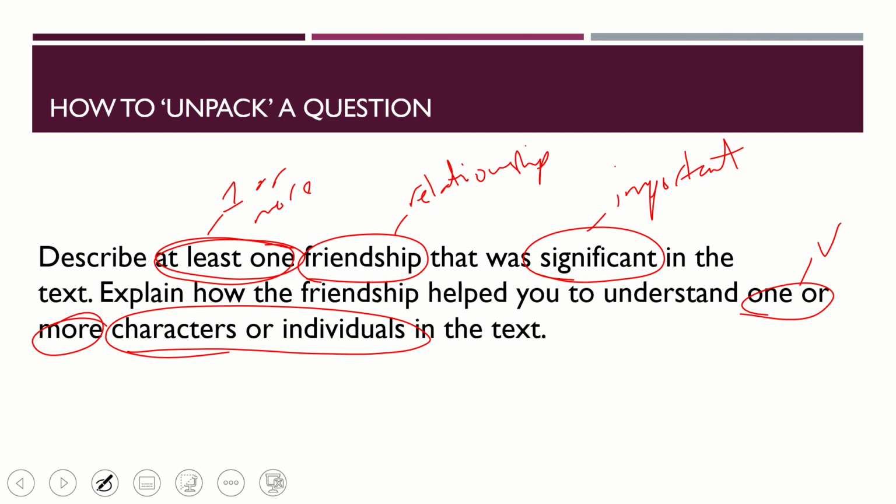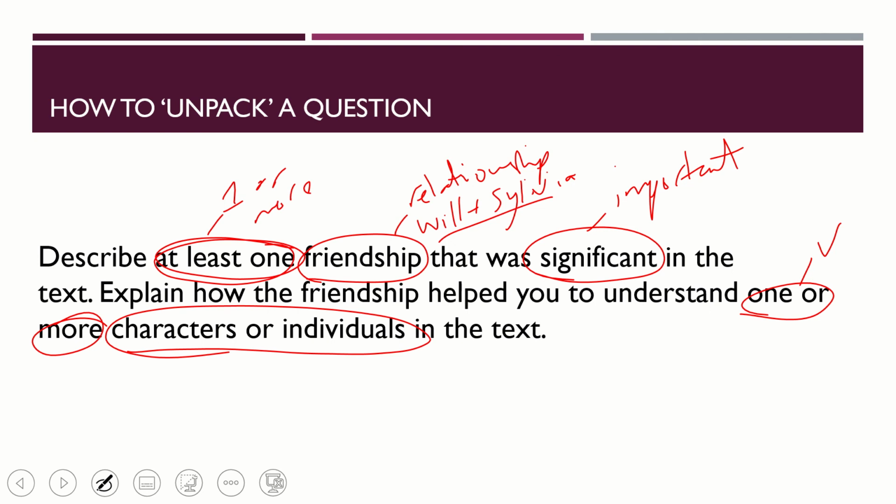So, describe at least one friendship that was significant. Well, really, the only friendship that we get enough detail with is Will and Sylvia. Okay? Will and Sylvia. They end up in the romantic relationship, but in the beginning, it's a friendship. And that's really the only one that there's enough in the movie to talk about. Okay? So, one friendship, Will and Sylvia. That's what I'm going to talk about.